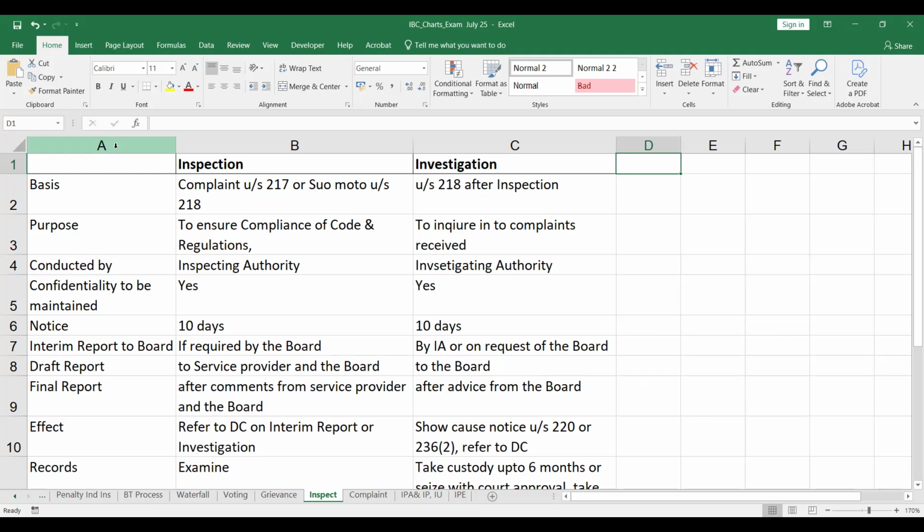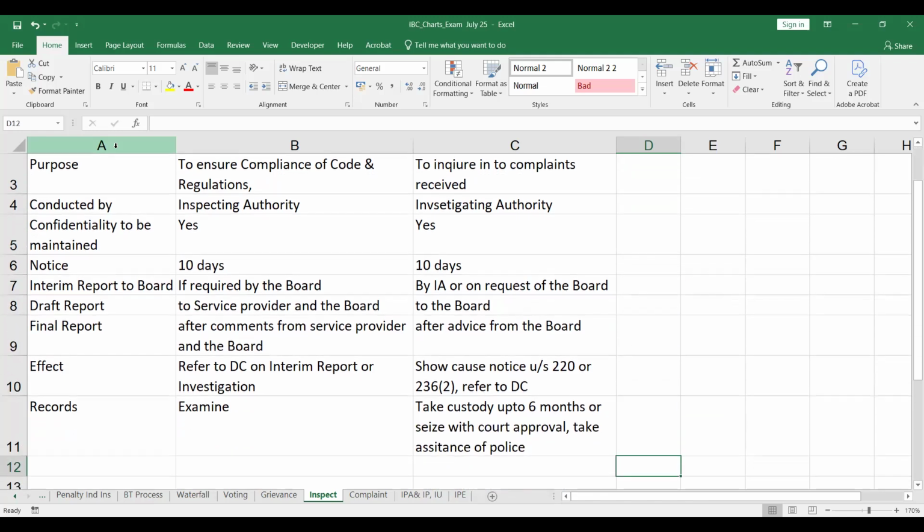Then a draft report is prepared. A copy of the same is provided both to the service provider as well as the board. Inspection will be done by the inspecting authority, right? And the inspecting authority will provide a copy of the draft report both to the service provider and the board. And the final report is issued by the inspecting authority after comments from the service provider and the board. And what is the effect of inspection? The effect of inspection is that the matter may be referred to the disciplinary committee on interim report or investigation.